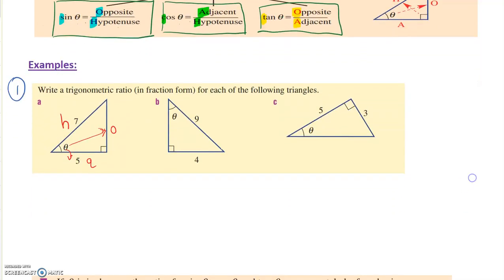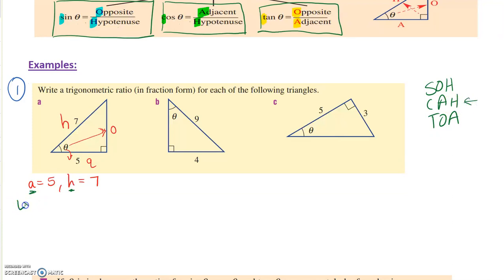So in this first example, we are given A, which is equal to 5. We're given H, which is equal to 7. So the two letters that are used are A and H. Now, let's think back to our SOH, CAH, and TOA. Let's have a look. Out of SOHCAHTOA, which one uses A and H? Yes, it's that one.